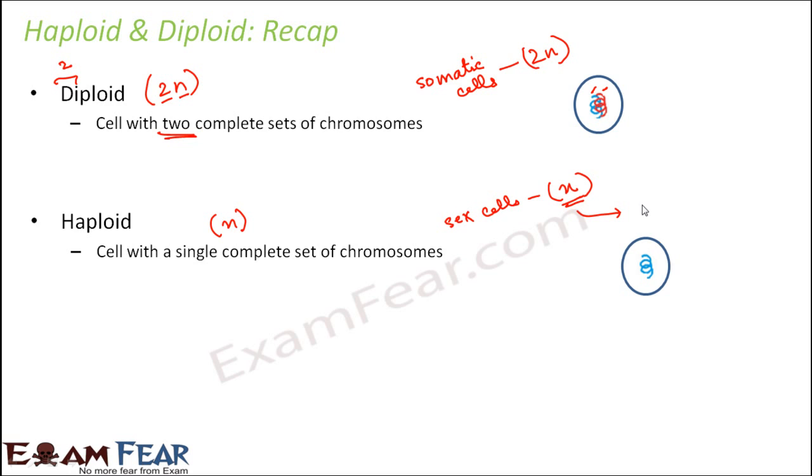Now the question is, when all the body cells are diploid, how are these haploid cells produced? That is what we will see here, because when I say sex cells, these sex cells are nothing but the gametes, and that is what we are trying to understand in this topic, that is gametogenesis, how these gametes are formed, how these haploid cells are formed.